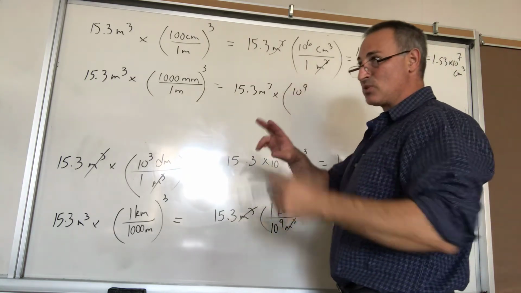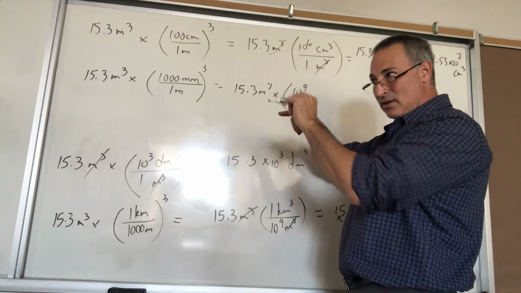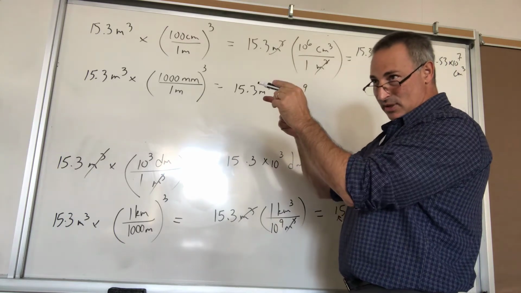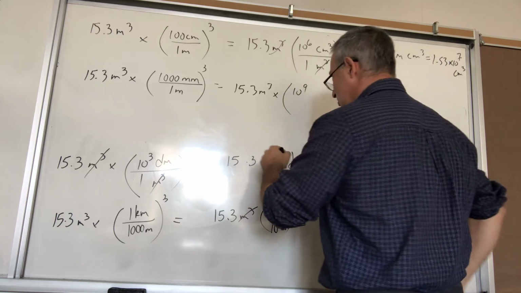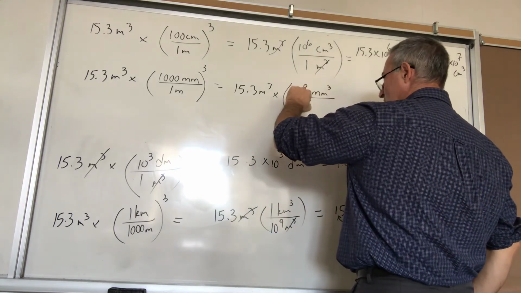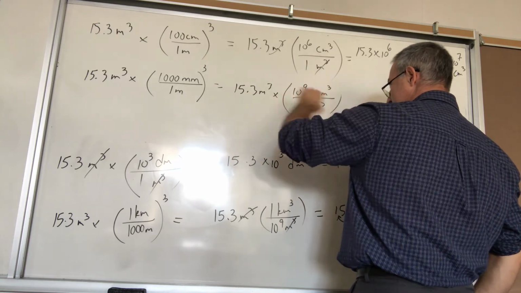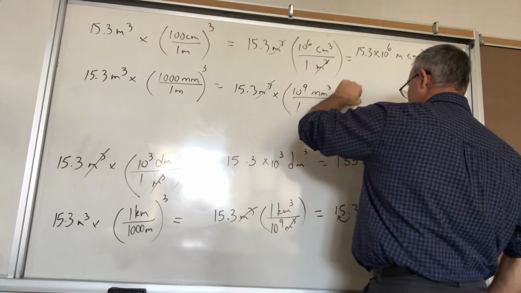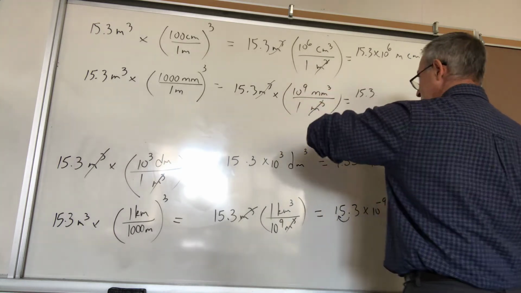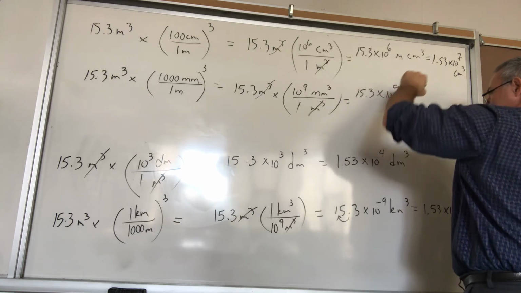Remember the rule of exponents. When you raise a power to a power, multiply. When you're multiplying exponents, then you add the exponents. When you're multiplying things that are raised to a power. So 10 to the 9 millimeters cubed per 1. 1 is still cube. 1 cubed is still 1. And then meters cubed. Meters will cancel. And you have an answer, 15.3 times 10 to the 9 millimeters cubed.